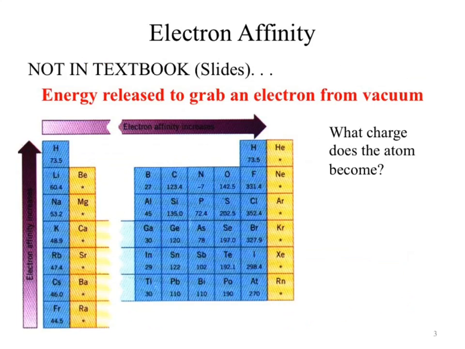It starts neutral and it brings in an electron. What charge is the electron? Negative. So what's going to happen to your overall charge? It's going to become negative. We're going to have a surplus of electrons, and since our electrons are negatively charged, our atom becomes negatively charged.